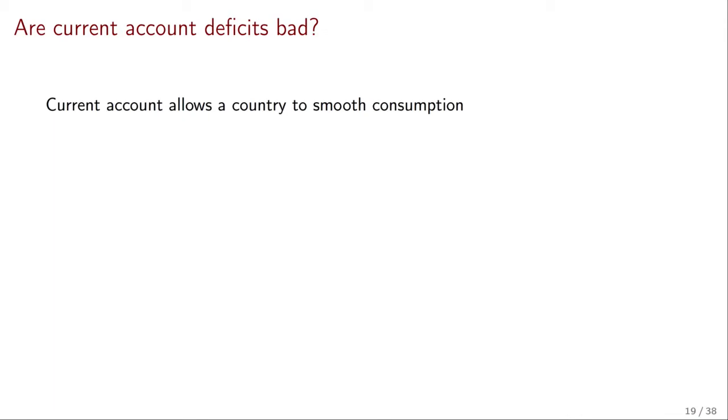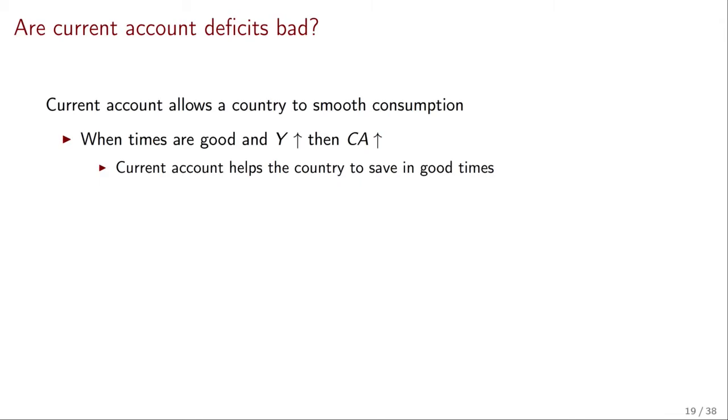Now on that note, we can revisit a topic we had briefly mentioned earlier in our second video, and it's the topic of current account deficits and whether they're a bad or a good thing. In that video, we had already mentioned that the current account allows a country to smooth consumption, and now we can see a bit better what that means. When times are good and income is going up, there is an increase in the current account. The current account is helping the country to save in good times so that it doesn't have to consume all the bounty of the higher output, but it can actually save part of it.